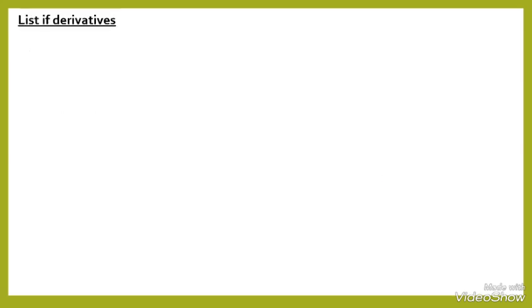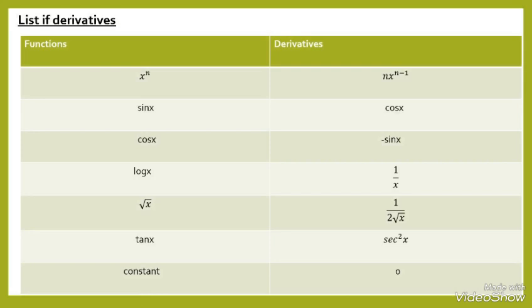Okay, next, the list of derivatives. These are the basic common list for finding derivatives. It means differentiation of x to the power n. Here y is equal to x to the power n, then we take differentiation. Here d by dx of x to the power n can be written as n into x to the power n minus 1. For example, I will consider x square.